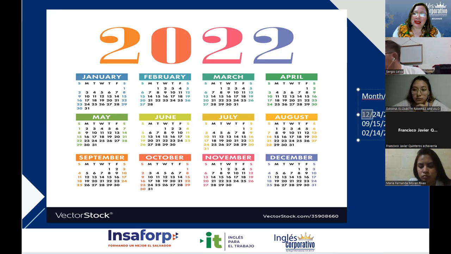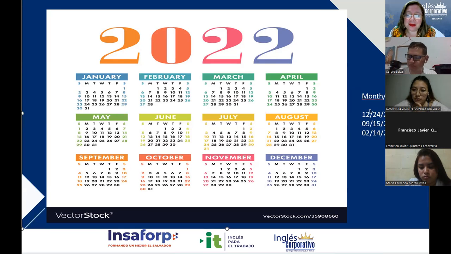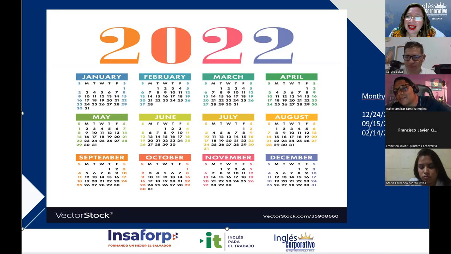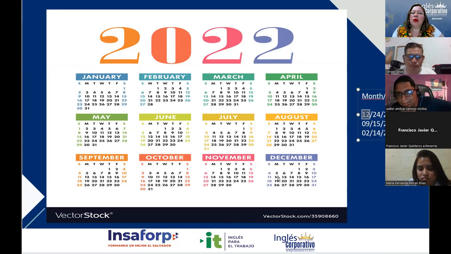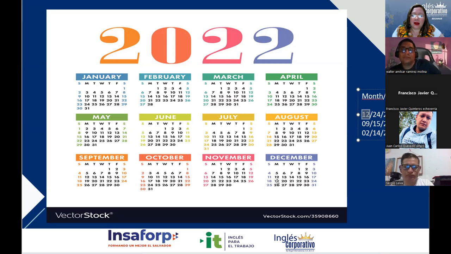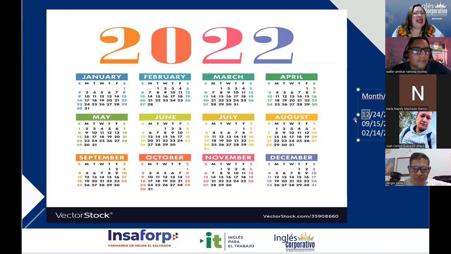So, what is this date? Which is the 12th month? 24 days? Christmas time. Yeah, Christmas celebration, exactly. But what I need you to see is the order, okay? Let's look for December. 24, 22. Okay, what day is it?